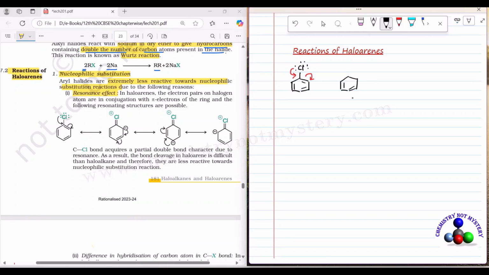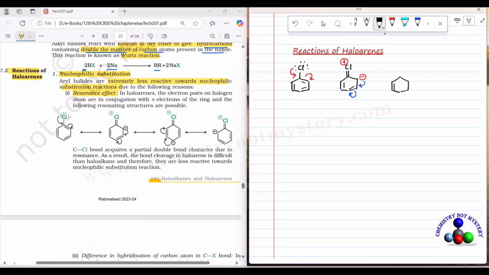These two bonds remain as they are. The carbon-chlorine bond becomes double, and chlorine will develop a positive charge as it has donated its lone pair to the benzene ring. And at this position, a negative charge will be developed as the pi bond moves to this carbon. Now in the next resonating structure, this negative charge moves between these two bonds and the pi bond moves to the next carbon. So here you will get the next resonating structure.